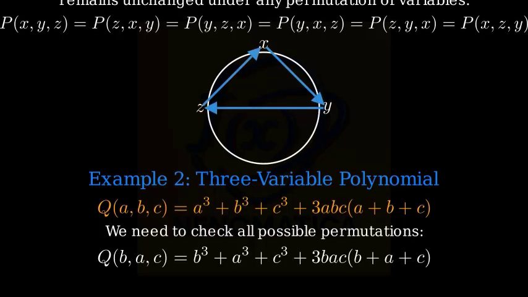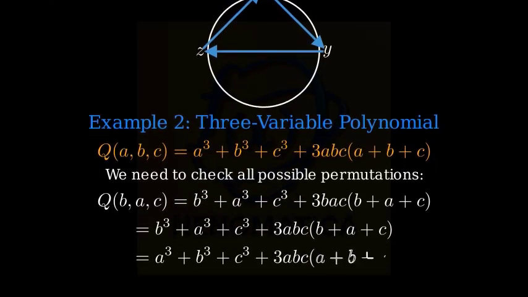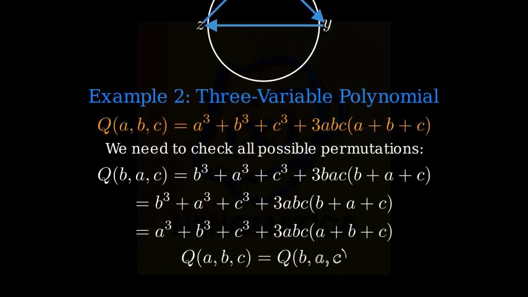Q of b, a, c equals b cubed plus a cubed plus c cubed plus 3 times b times a times c times the quantity b plus a plus c. Simplifying, we get b cubed plus a cubed plus c cubed plus 3 times a times b times c times the quantity a plus b plus c. Rearranging the terms, we get a cubed plus b cubed plus c cubed plus 3 times a times b times c times the quantity a plus b plus c. This matches our original expression, so the polynomial is unchanged when a and b are swapped.